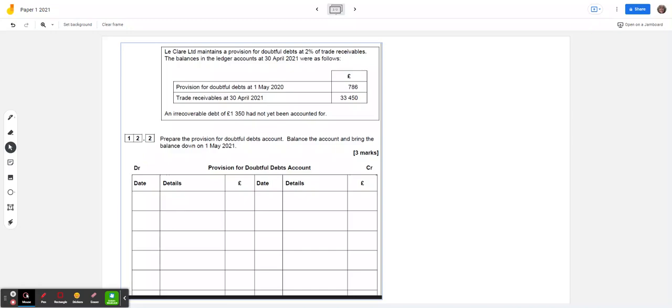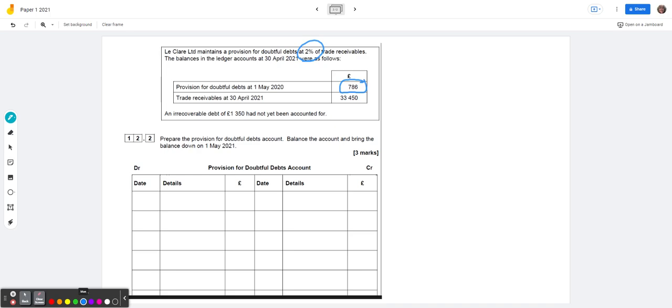So we're now going to have a look at question 12.2, also from the October 2021 paper. We've got a provision for doubtful debts account. Clare Limited maintains a provision for doubtful debts at 2% of trade receivables, and they had a provision brought forward. So at the 1st of May 2020, they had a provision of 786. And it tells us that their trade receivables at the 30th of April 21 were 33,450.